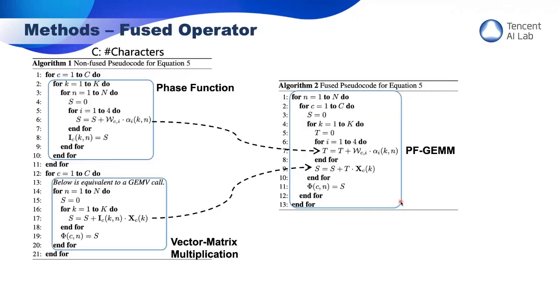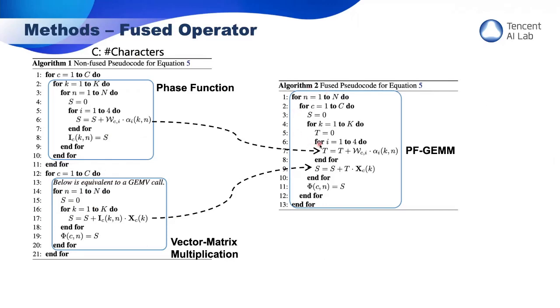Okay, let's take a closer look at the pseudocode. The phase function loop is here; we don't need to dive into the details. And here is the vector-matrix multiplication loop, which computes the fully connected layer. The fused operator only fuses the two loops together and changes the loop order.